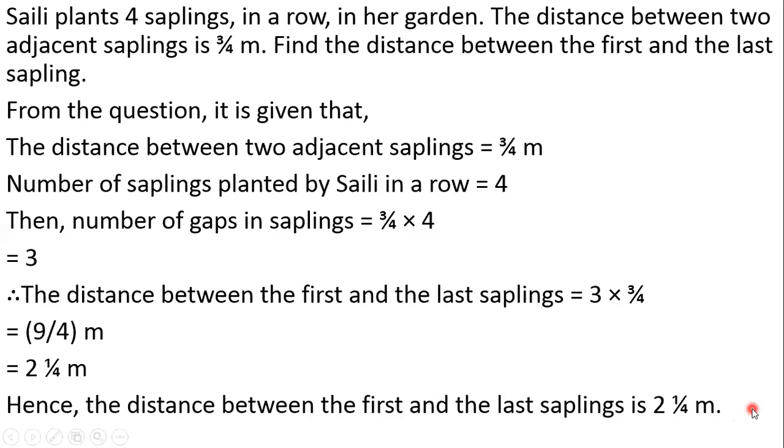Children, all I want you to note is don't commit this mistake that since there are 4 saplings, the number of gaps would be 4. No. If you two children are sitting on a bench, the number of gaps between you two is only 1. So the number of gaps is always one less. Even if there are, suppose, 6 saplings in a row, the number of gaps would be 5.